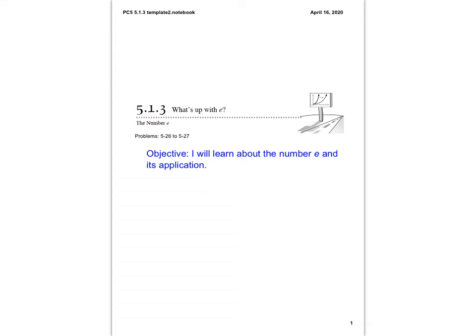What's up with E? The objective is I will learn about the number E and its application. Please take some time, look on your calculator. You'll see a little E. This is something that's going to be on your calculator, something we're going to work with. It's just another base. And we're going to talk about where this letter E comes from.